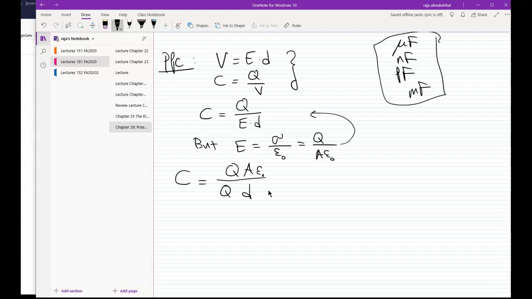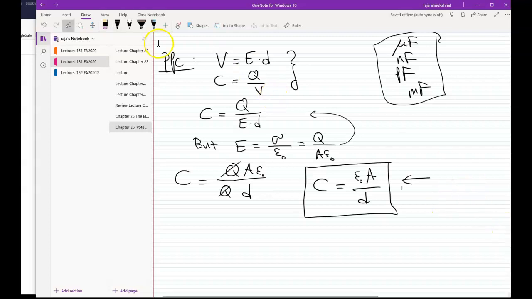Make sense? You can pause the video and look at it. The Q's cancel out, and I end up with this famous relationship for the parallel plate capacitor, and that is epsilon naught A over D. So if I want to know the capacitance of a capacitor, specifically the parallel plate capacitor, PPC, all I need is to find the cross-sectional area of the plate and the separation distance between them. That's it. In other words, the capacitance here depends only on the geometry of the capacitor.